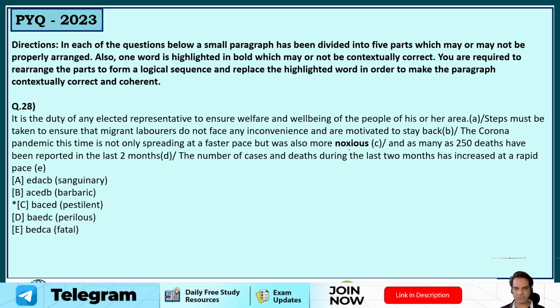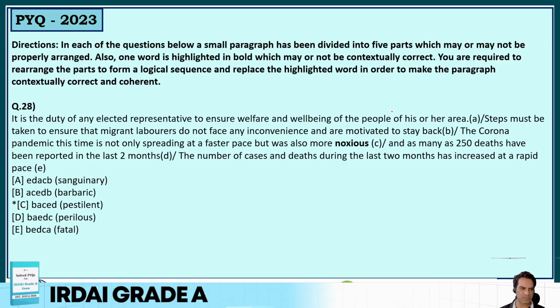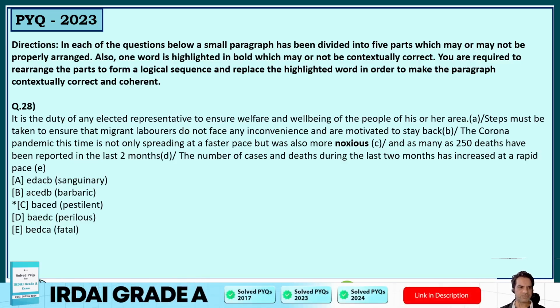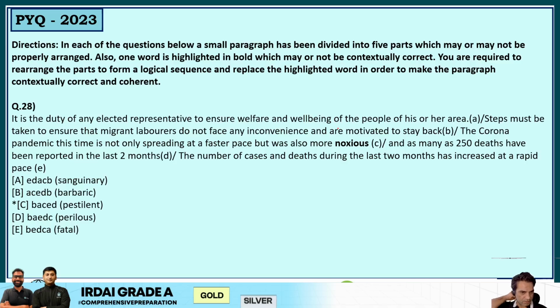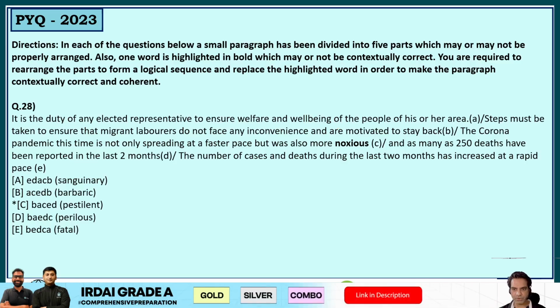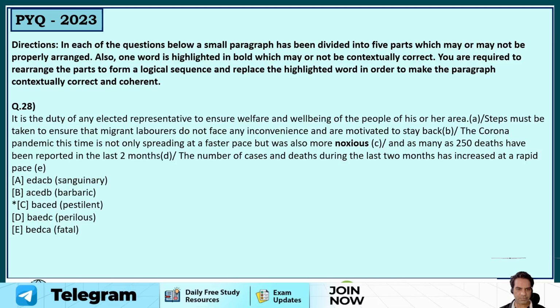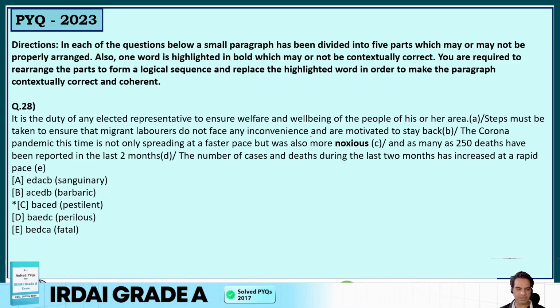Next, guys, noxious. So obnoxious is very strange. Noxious is normal, right? So it is the duty of any elected representative to ensure welfare and well-being. The corona pandemic this time is not only spreading at a faster pace, but was also more noxious. Then it should be, okay, it is the duty of any, right? So it should start with B. Then the next sentence should be, it is the duty of any elected representative to ensure welfare and well-being of the people.